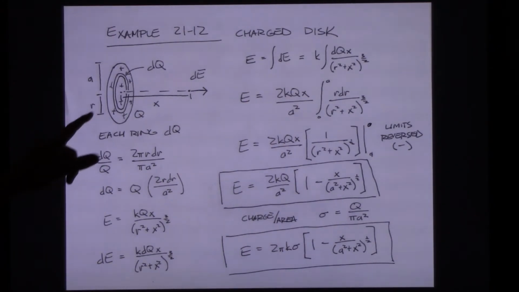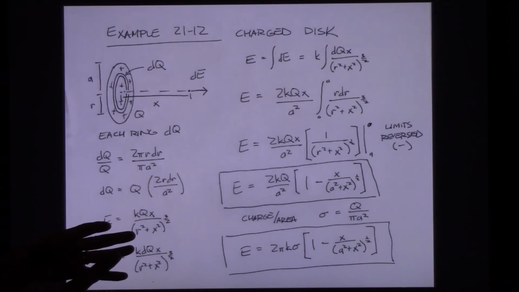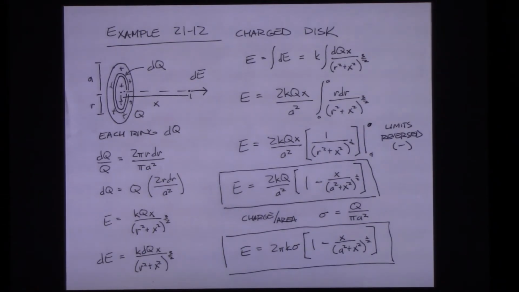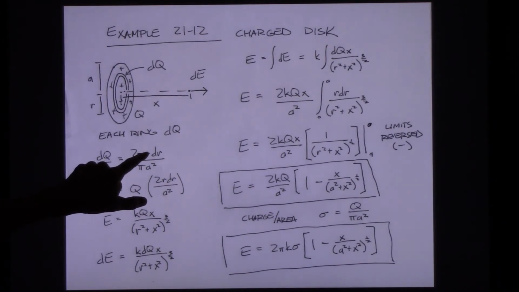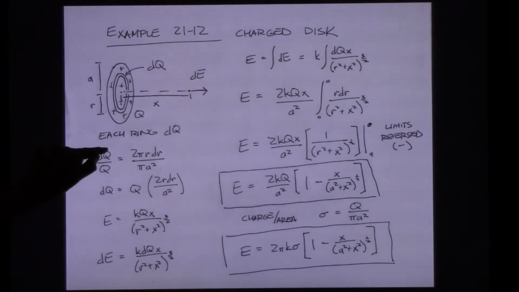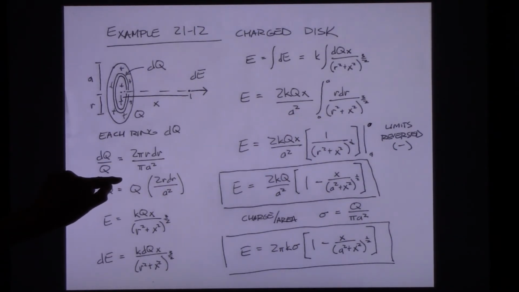So that says if I measure the area of a ring and compare it to the total area, that fraction will tell me how much charge is contained in that ring. So here is that ratio approach. The dq for any individual ring compared with the total charge, Q, is equal to the area. Now I could have done this as dA. I should have put an intermediate step here of dA over A.